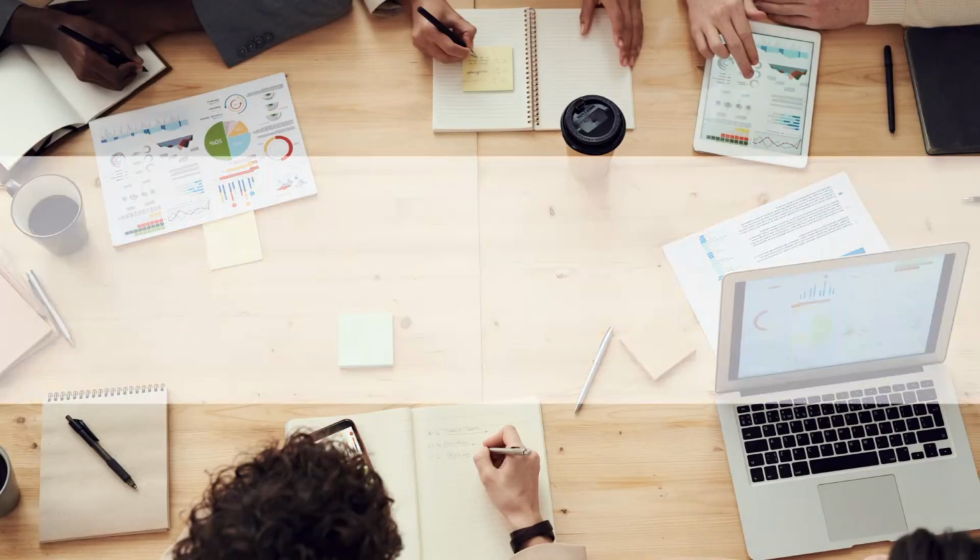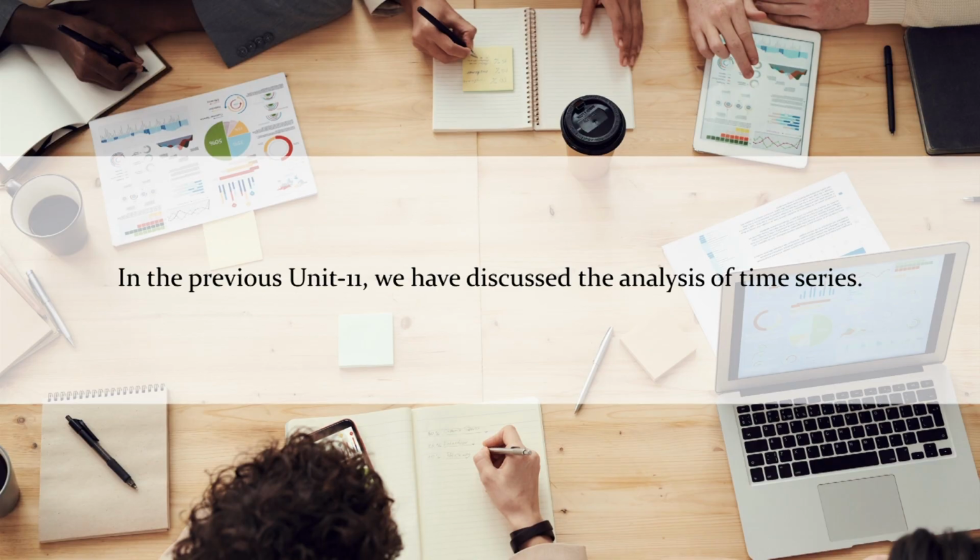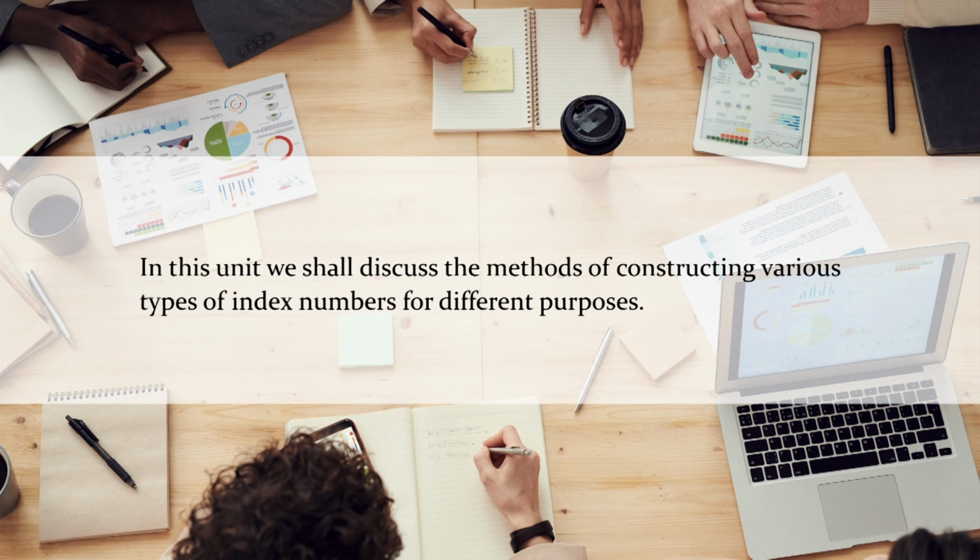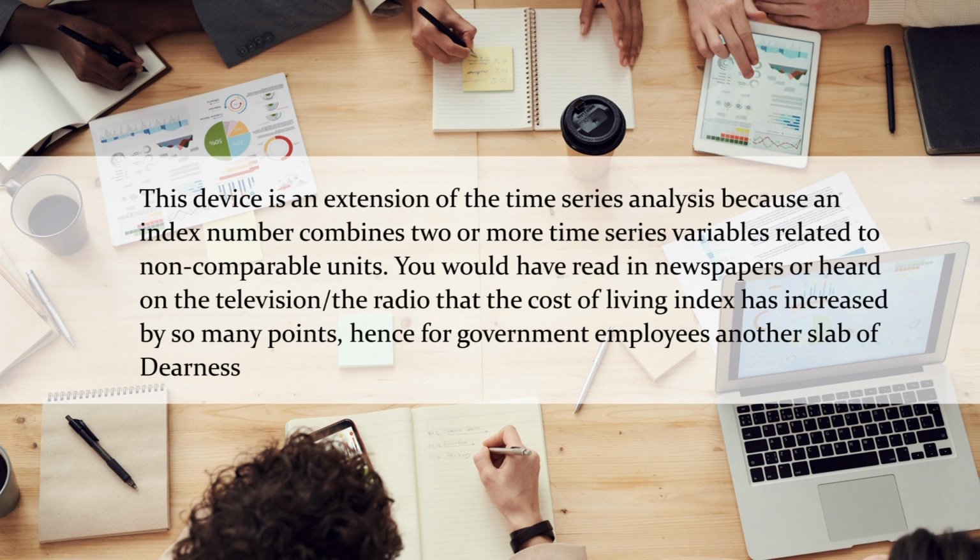In the previous unit, we discussed the analysis of time series. We discussed the measures of trend, and in this particular presentation, we shall discuss the methods of constructing various types of index numbers for different purposes. This topic is an extension of the time series analysis, because an index number combines two or more time series variables related to non-comparable units.